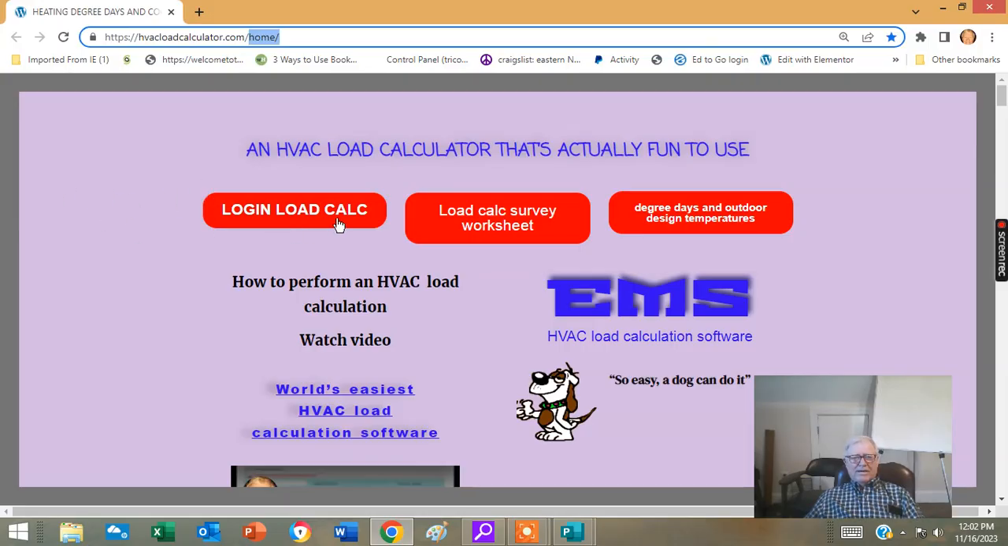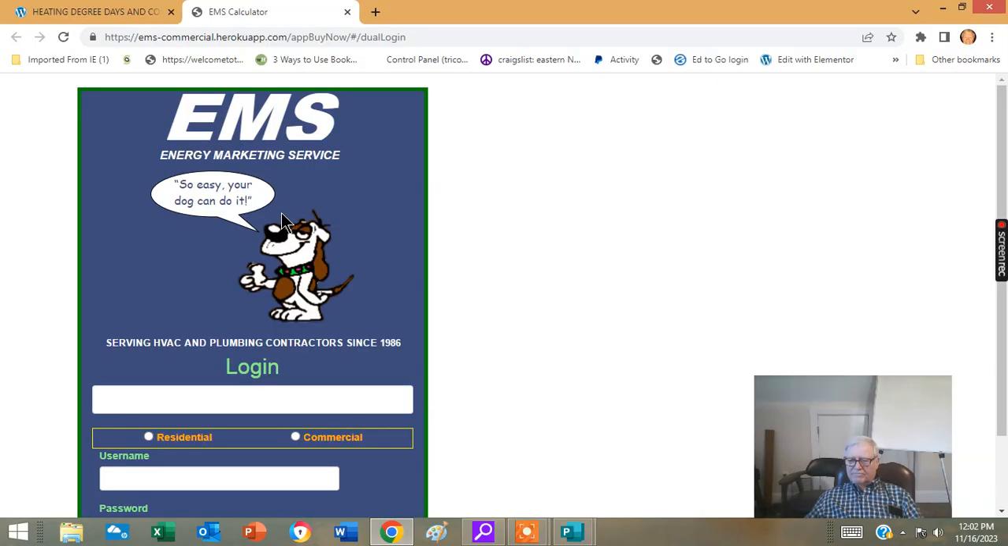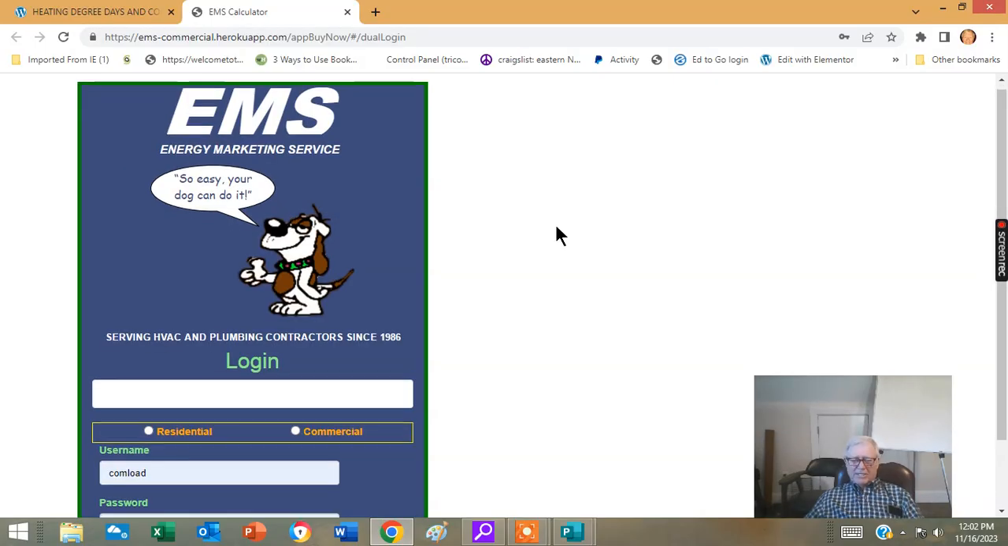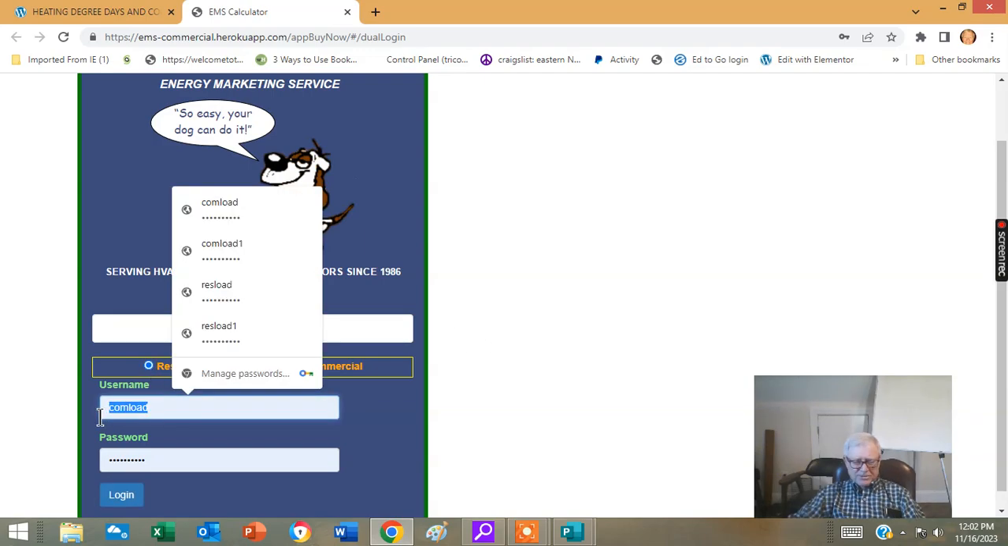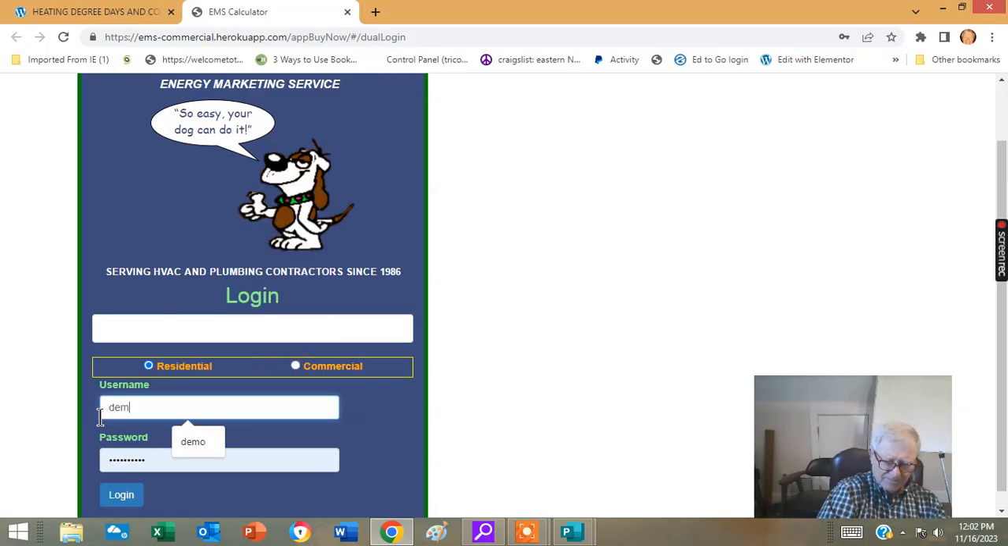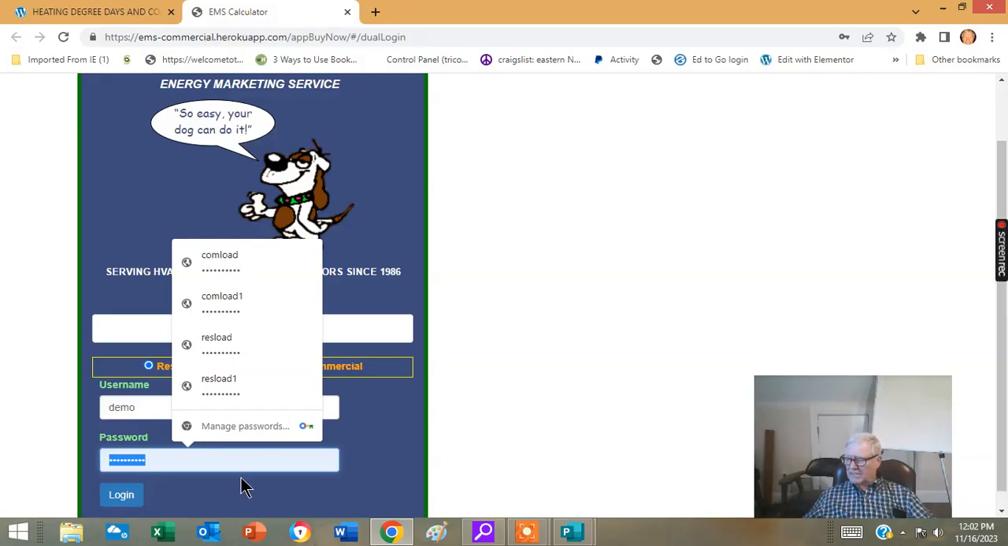Alright, once you get there, you click on Login. And here comes a login page. We're going to do a residential load calculation, so you'll click on residential, enter your username, and enter your password. By the way, you will get a password. You'll make your own password when you purchase the program.